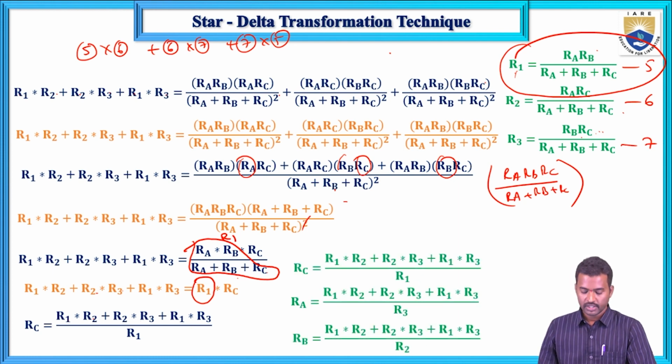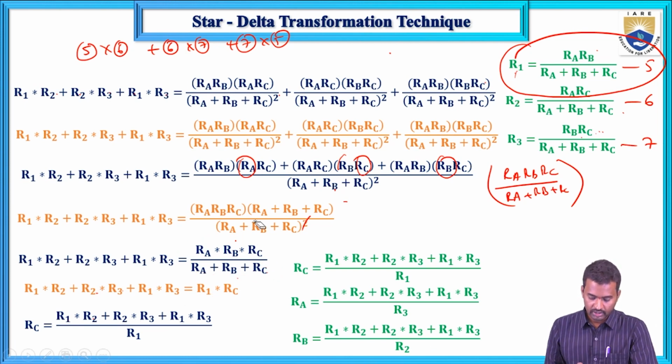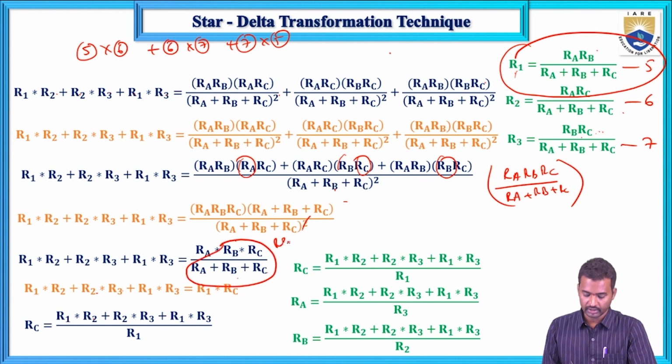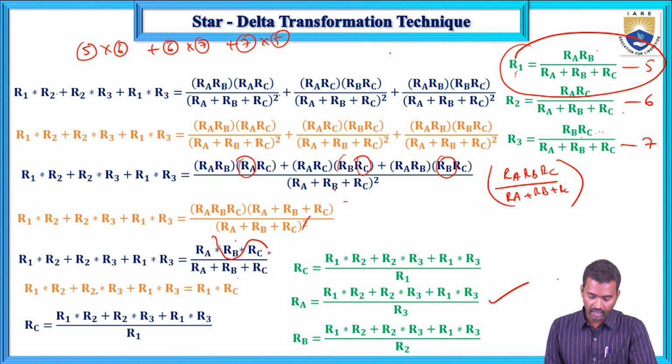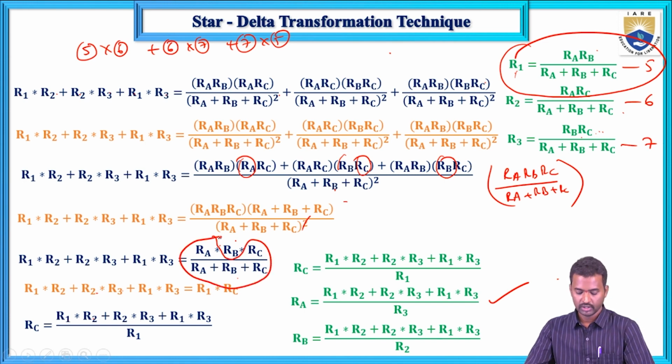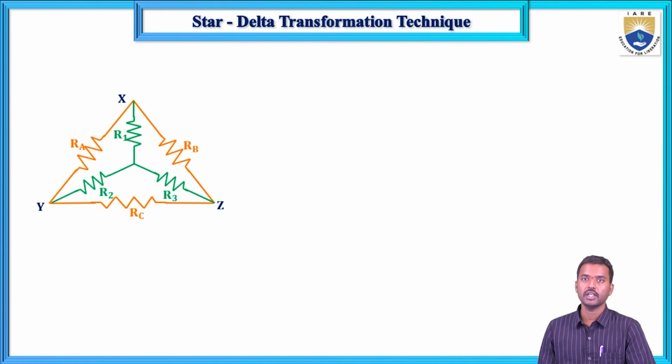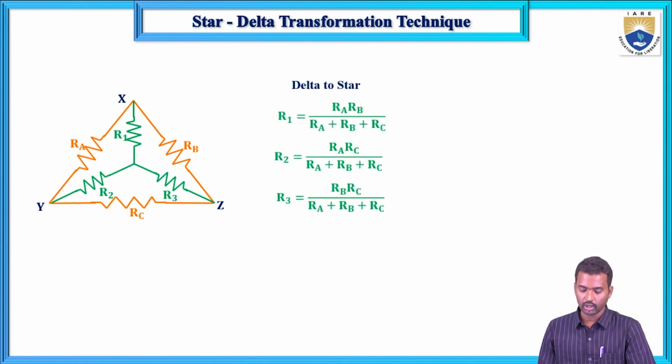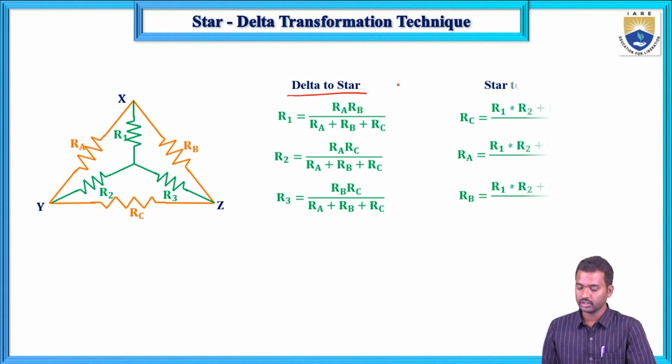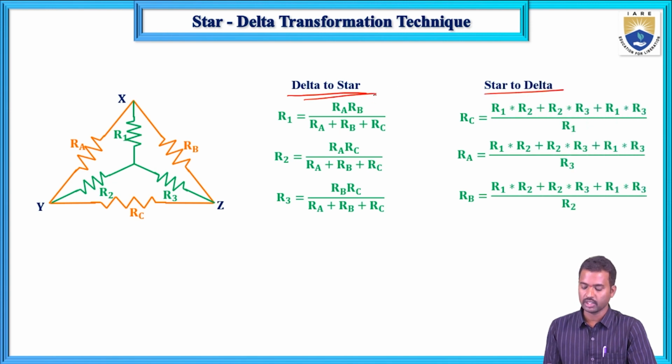Next, similarly for all the cases, next R2 cases, see what is the value of this one, RB, RC, this one, this is the R3. So for that case, this one. Next case, this one, RA, RC divided by this one, that is R2. In that case, this formula. Now the final conclusions here: these are the delta to star and star to delta formulas.